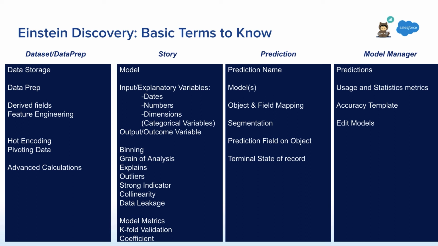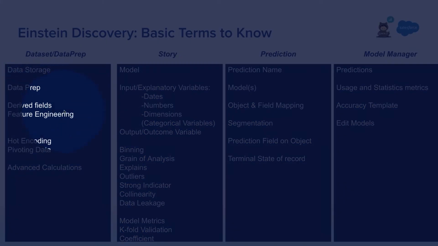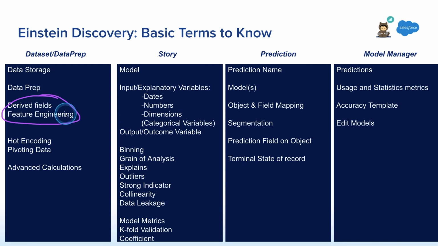And the different stages or categories where you will deal with them. So at the data set, data prep layer, you have data storage, the data sets, you're going to deal with data prep. You're going to create some derived fields like those durations and flags. You might hear the word feature engineering. That's part of it here. You might hear one-hot encoding and pivoting data. So you don't need to really do one-hot encoding. Einstein Discovery does that for the data. That's automatically taken care of when you create the story and the model. But you might decide to do some pivoting beforehand, and any advanced calculations, that's in the data prep.